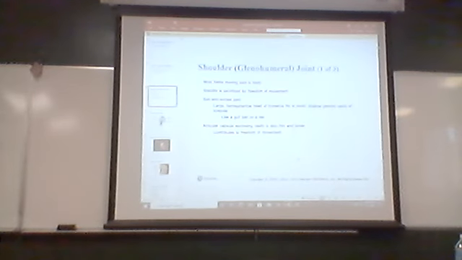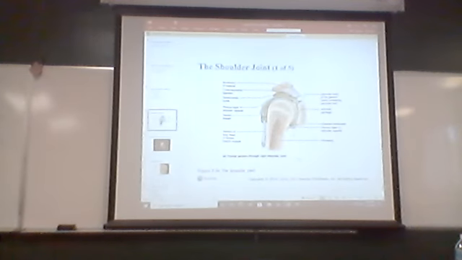And there is an articular capsule, a synovial capsule. It's thin, it's loose, that allows a lot of movement.